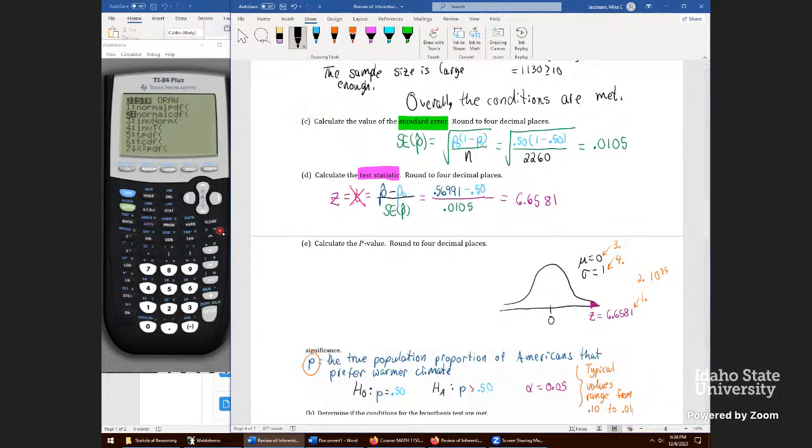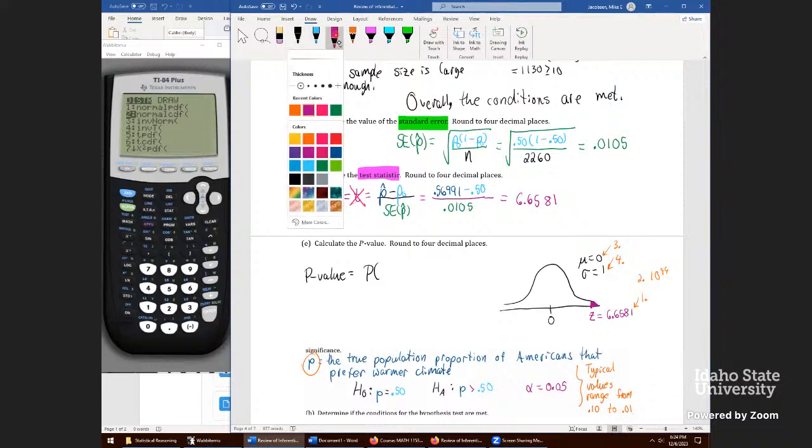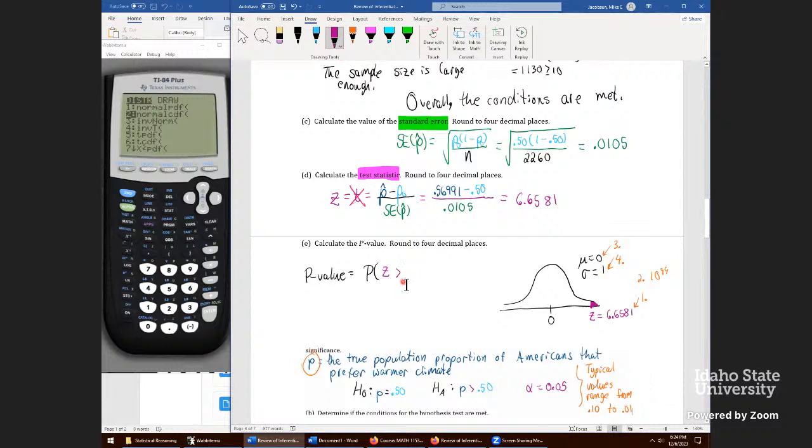So to get that area there, the p-value will be the probability that our Z test statistic is greater than, and notice the greater than here conveys the area to the right. It's all because of the greater than in the alternative hypothesis. So greater than 6.6581.